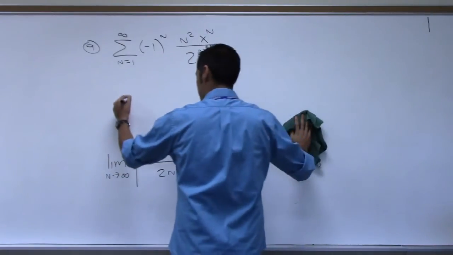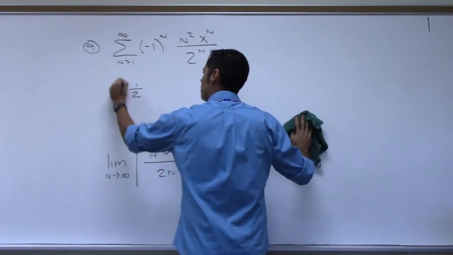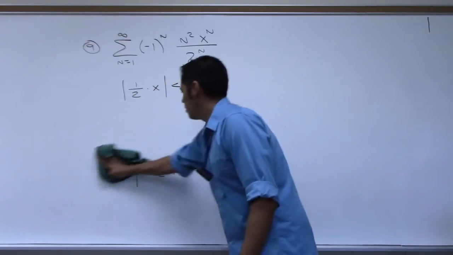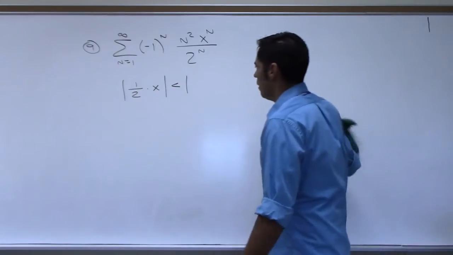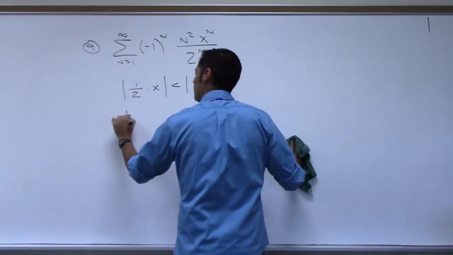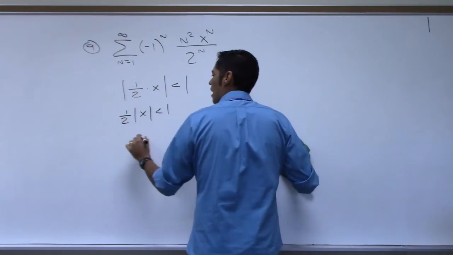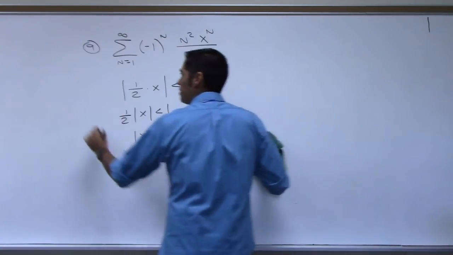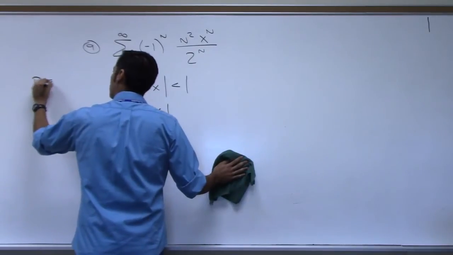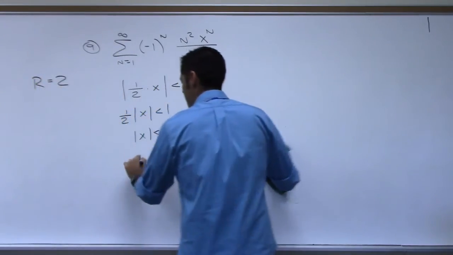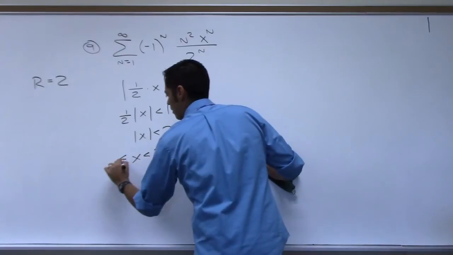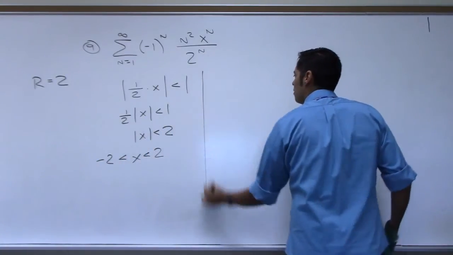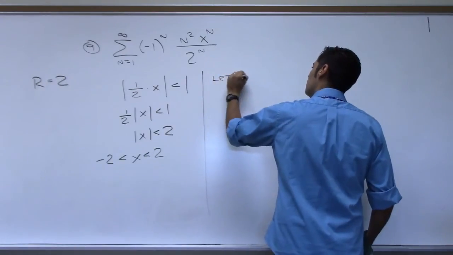So this is going to turn out to say 1/2 times the absolute value of x needs to be less than 1. And very similar to the previous problem, I'm going to bring the 1/2 out of the absolute value, and then I'm going to multiply both sides by 2. So my radius of convergence is 2, and this means that x must be less than 2 and greater than negative 2. So I need to check 2 endpoints. I need to first let x be 2.